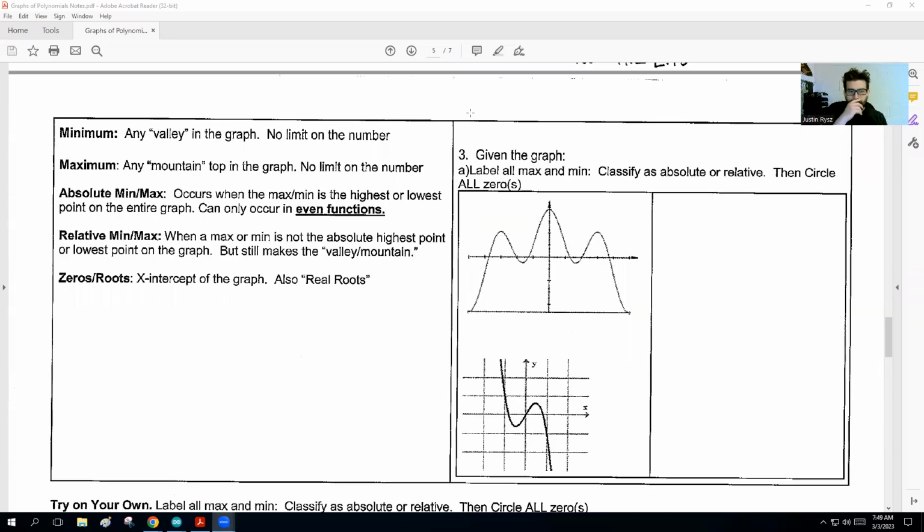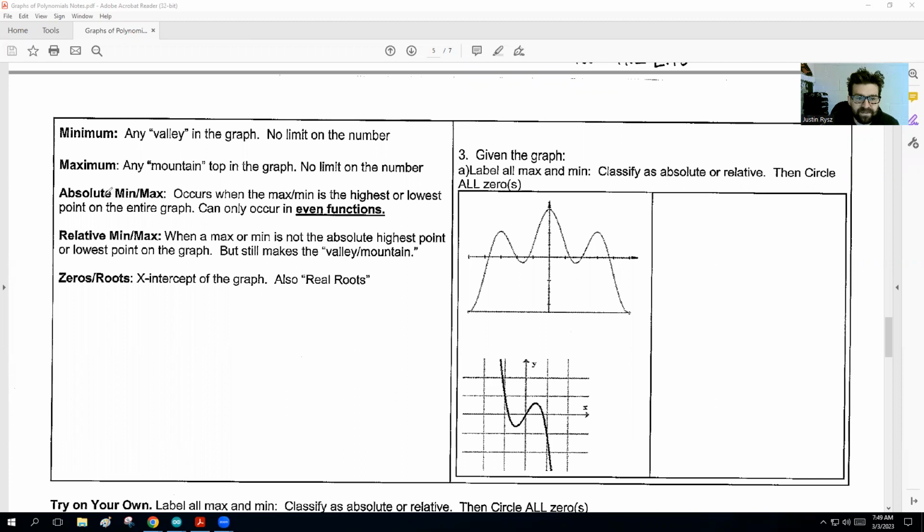Okay, next thing, let's talk about mins and maxes. Minimums and maximums here. A minimum is any valley in the graph. There's no limit, so we can have a graph with literally hundreds of minimums. Anytime there's a dip in the graph, the low point of that is called a minimum. The maximum is the top point of a graph, the top of the hill. Once again, there's no limit on it.